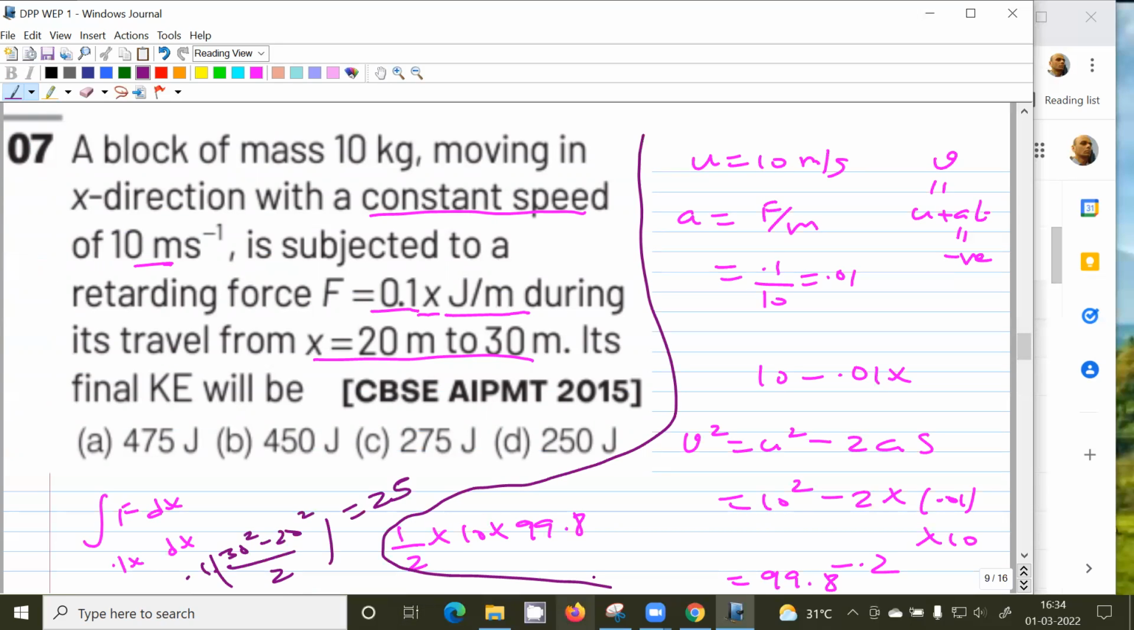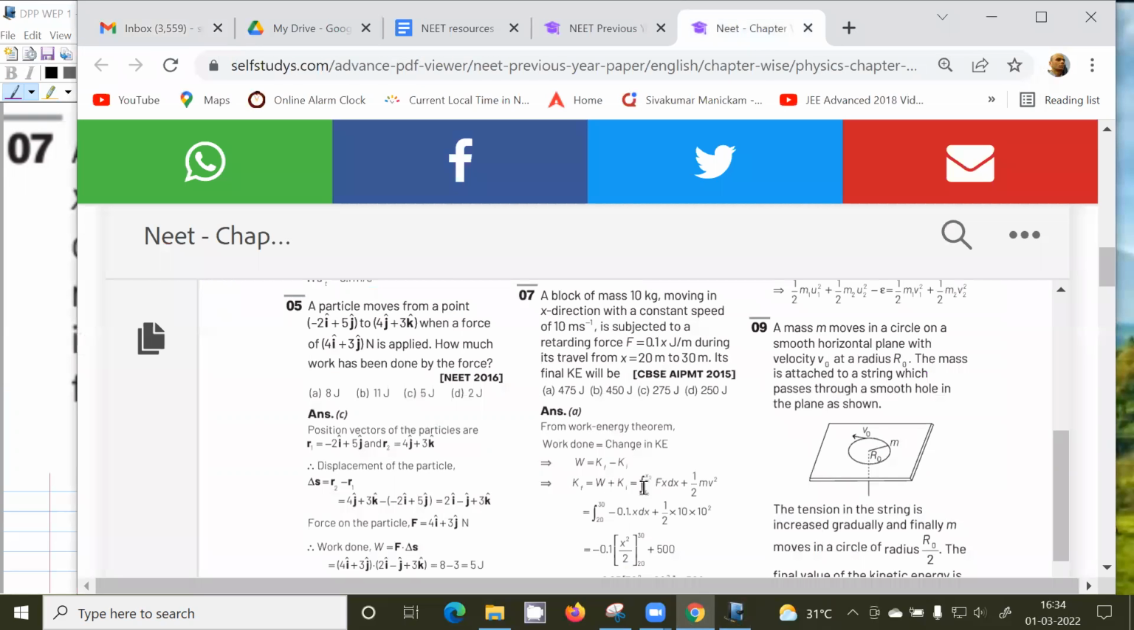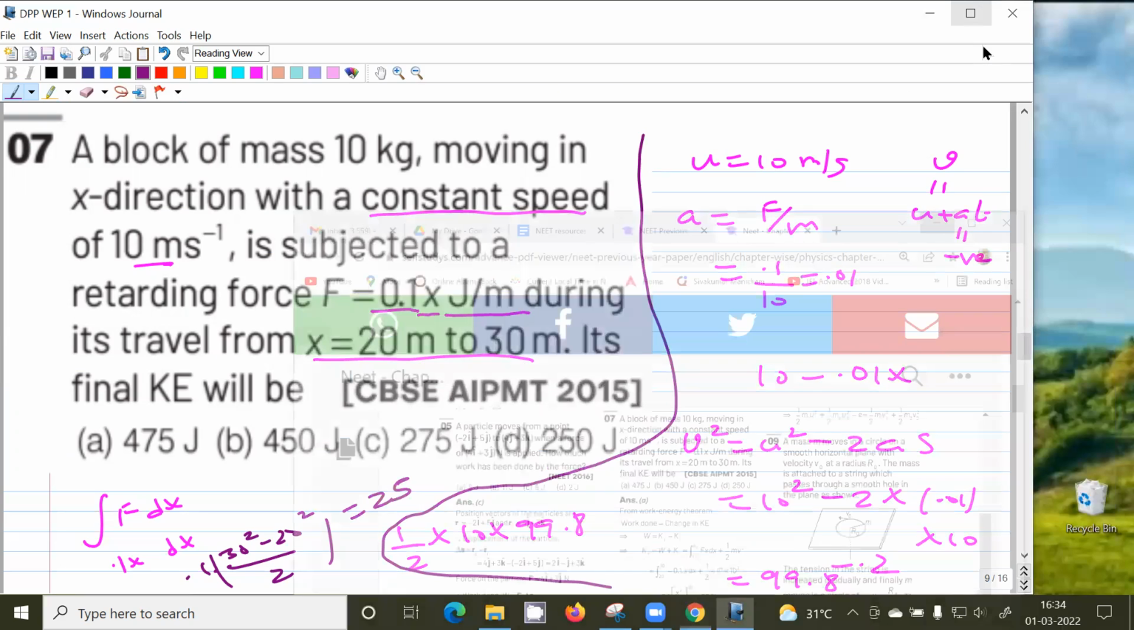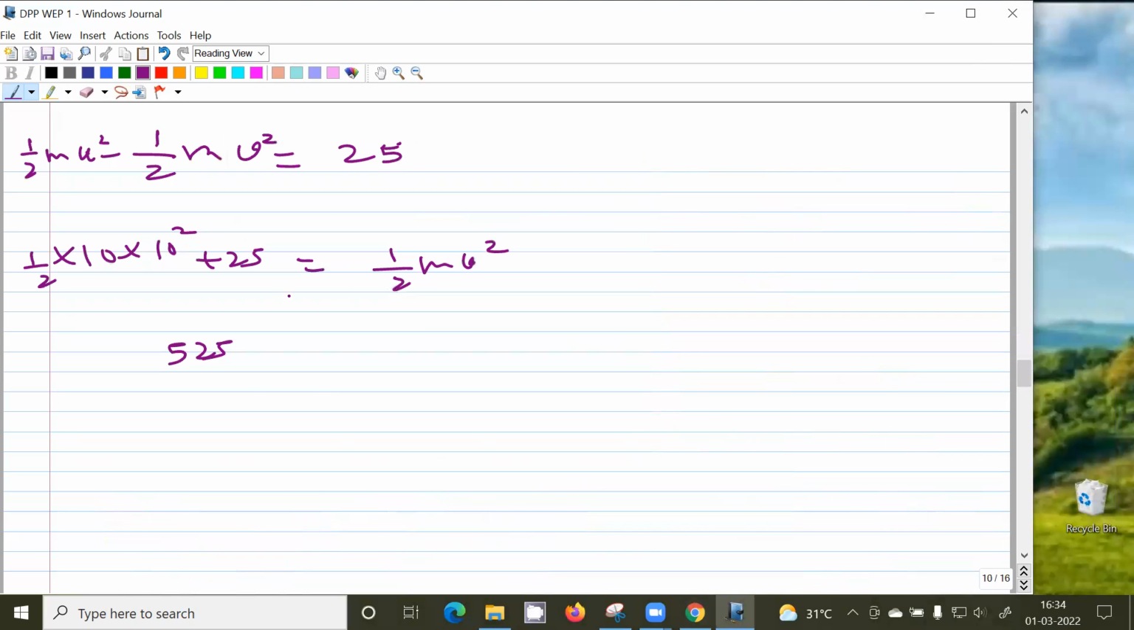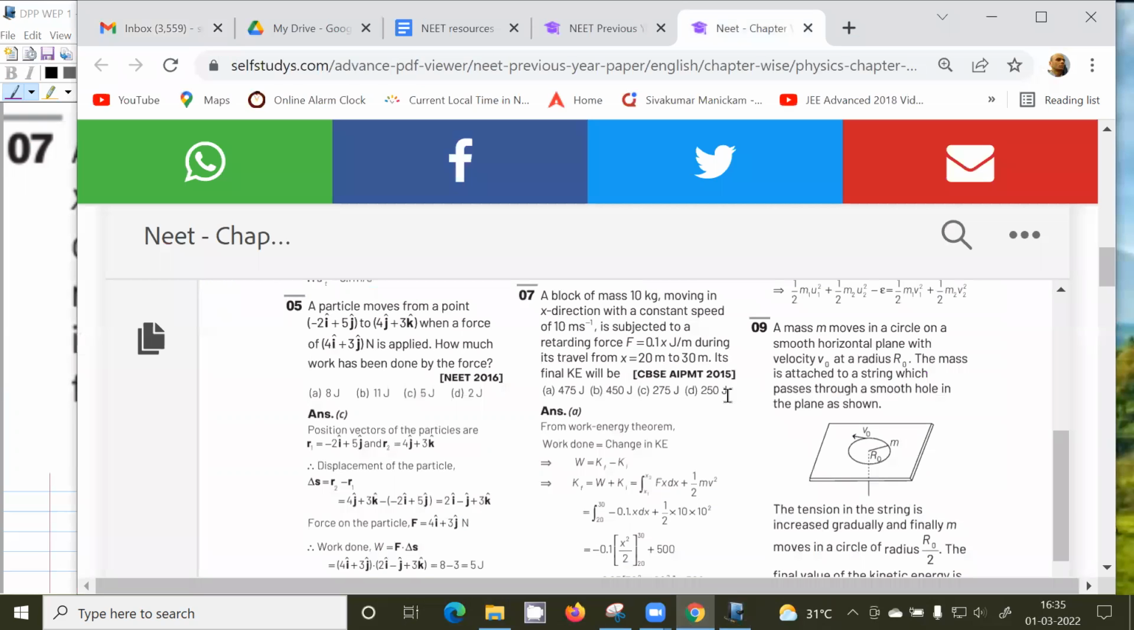475, minus 25. Yeah, option E. Okay, right. This thing is a little bit unclear. The unit is joule per meter only because energy, the unit is joule. So joule per meter is actually Newton.